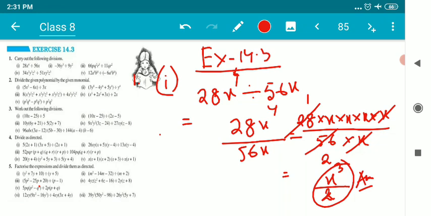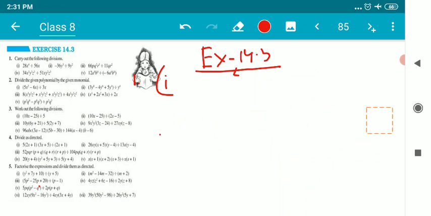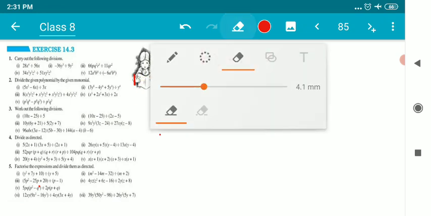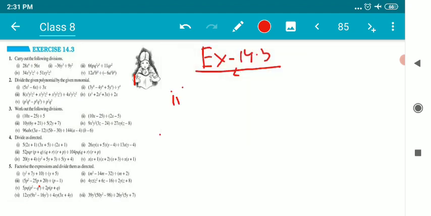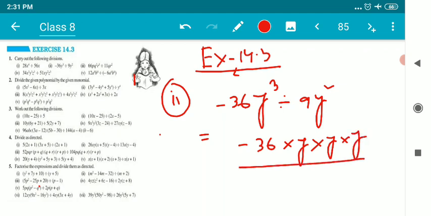The next one is number 2, which is minus 36y cube divided by 9y square. Let's see, children, how to do this. Minus 36y cube should be written as 36 into y into y into y, divided by 9y square, which means 9 into y into y. So just by cancellation we can get the answer.